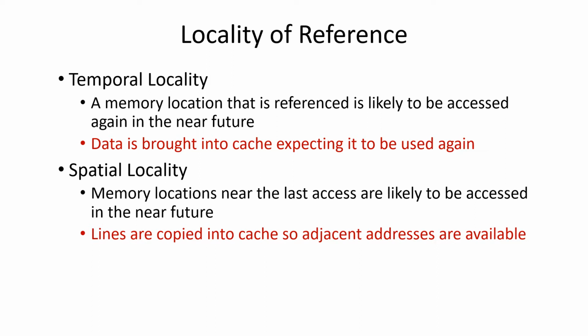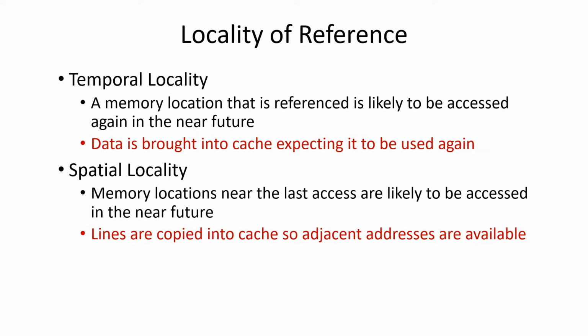Spatial locality means that when a memory location is accessed, the memory locations with nearby addresses, the memory locations whose addresses are just off by a couple numbers, are likely to be accessed shortly. Think about instructions. If you access an instruction, if it's not a jump, you're going to access the instruction right after it, and then the one right after that.